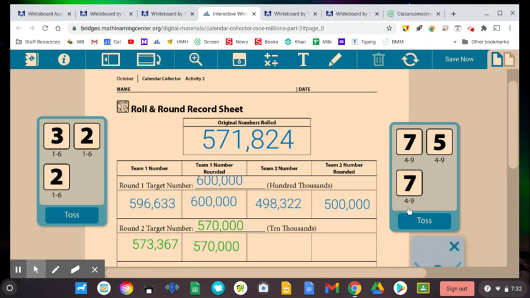So we toss the dice and we toss the dice. Remember what we need to do to change our number to 570,000. Looking at what we did up here, look at that. You have a 5, you have a 7. Okay, do you have numbers that will work? What kind of combinations can you come up with? Pause the video and talk about it.